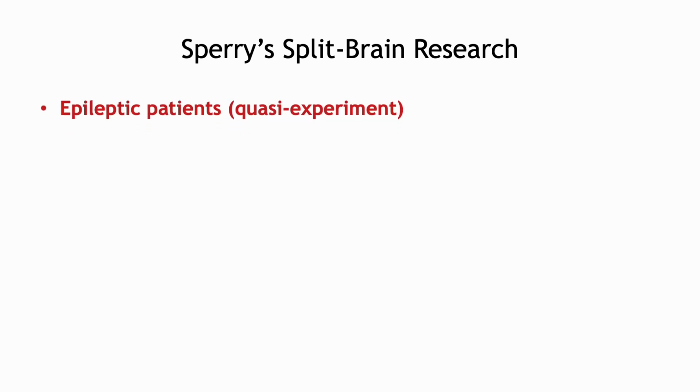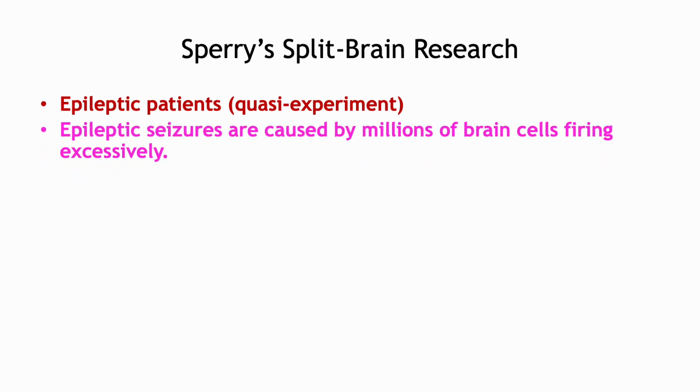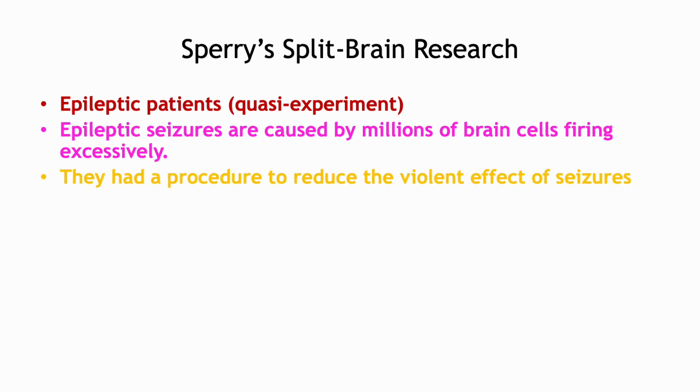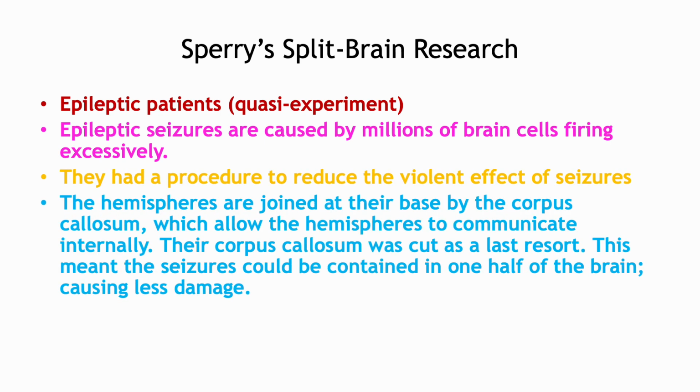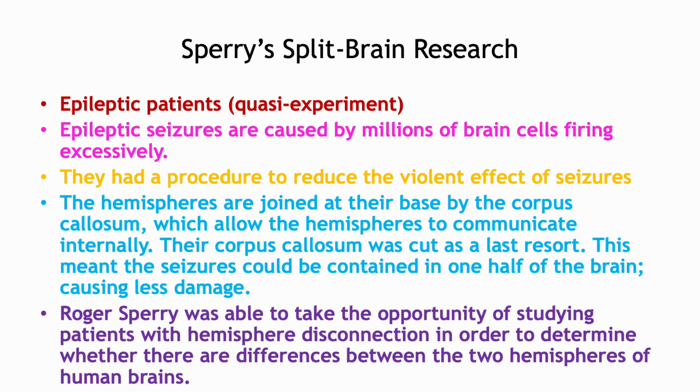So, split brain research consists of epileptic patients, therefore it's a quasi-experiment because the IV is a predetermined characteristic within the person. A better background is obviously seizures of epilepsy are caused by the firing of brain cells excessively, and so the procedure would sever the corpus callosum to reduce the violent effect of those seizures, allowing Roger Sperry to take opportunity and advantage of studying the hemispheric disconnection, what each half of the brain does.